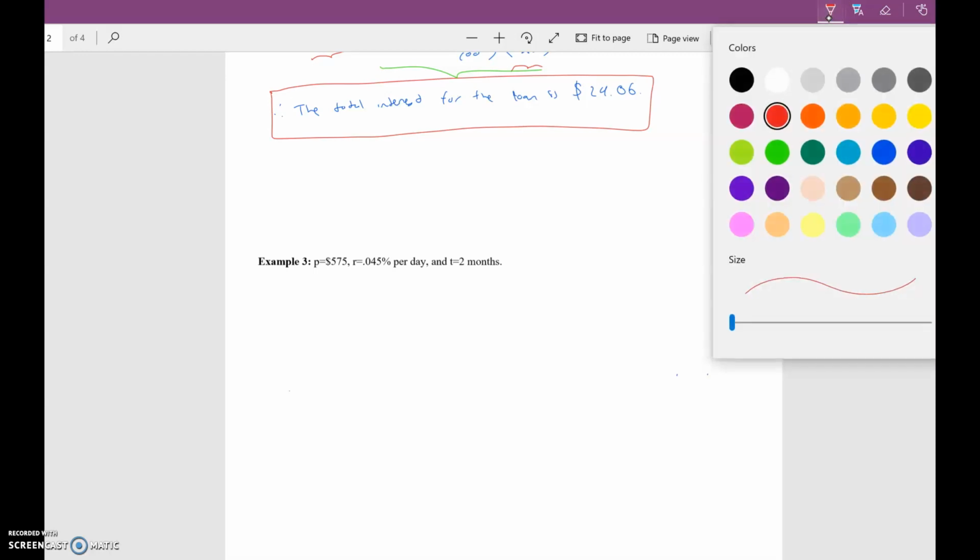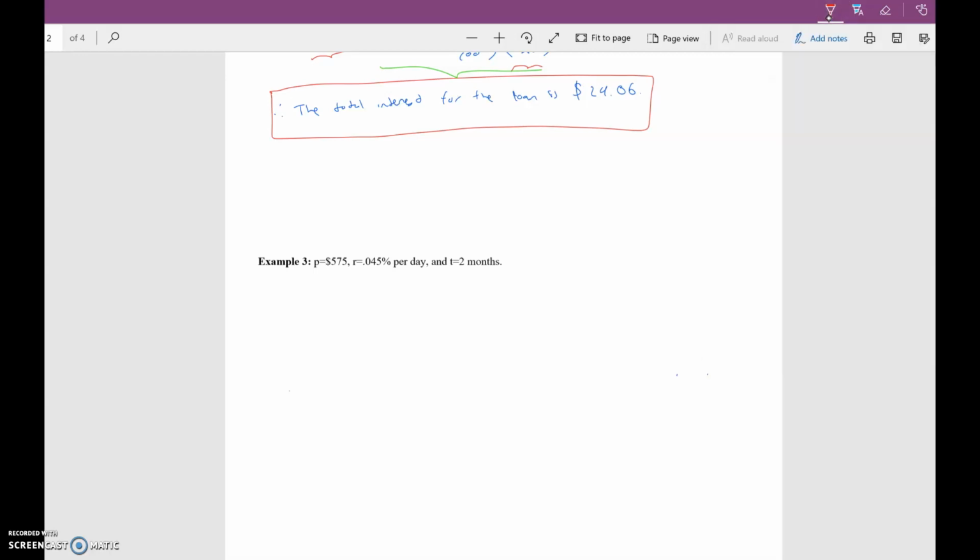Hi class, let's take a look at example 3. Example 3 is straightforward except for this portion.